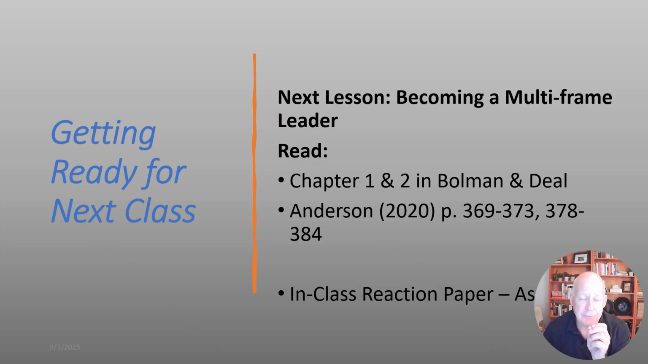So for next week, the topic is becoming a multi-frame leader. I'd like you to read chapters 1 and 2 in the Bolman and Deal book, and those listed pages from the Anderson article, 369 to 373 and 378 to 384. The Anderson article will be referred to in your in-class reaction paper, which we will write next week. You can't really do anything to prepare for that other than do the readings this week, because it's just a reaction paper.